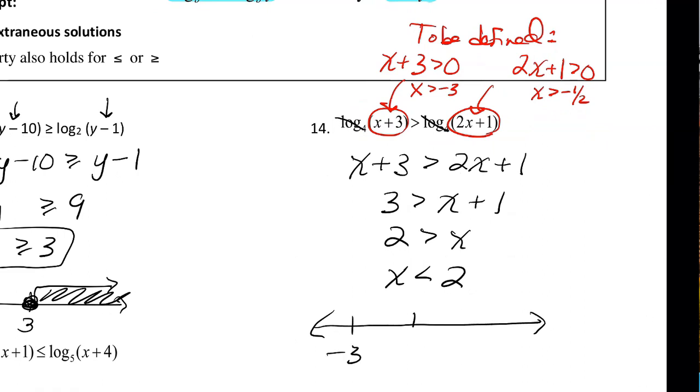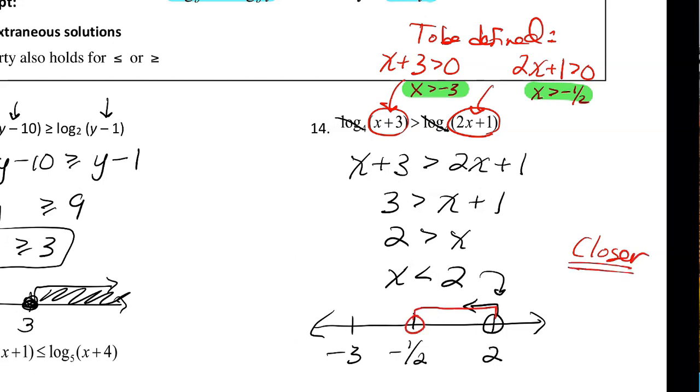So if we think about where our extraneous possibilities are, if we look at a number line, here's negative 3, here's negative 1/2, here's our answer of 2. We said we needed x's less than 2, but we also said we needed x's that are both greater than negative 3 and greater than negative 1/2. So whichever one's closer to your solution, which would be the negative 1/2, that's the one that you use to say our answer has to be between negative 1/2 and positive 2. If you wrote that in interval notation, it would look like this, negative 1/2, comma 2, in both parentheses since they're both open circles.